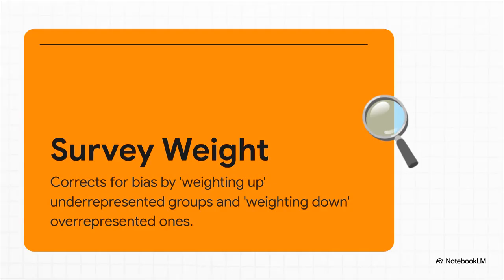And that fix is called a survey weight. A survey weight is this brilliant little correction factor. It mathematically adjusts your data so it better reflects the real population. The best way to think about it is like balancing the scales. It gives a little more influence or weight to the responses from the underrepresented groups, in our case, the men. And at the same time, it slightly reduces the influence of the overrepresented groups, the women.